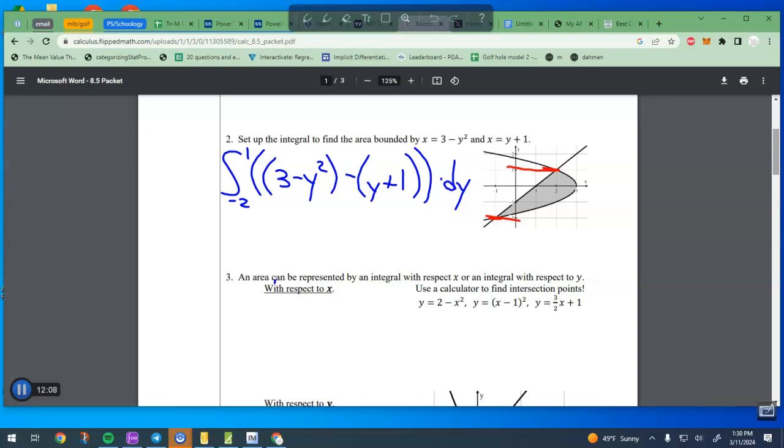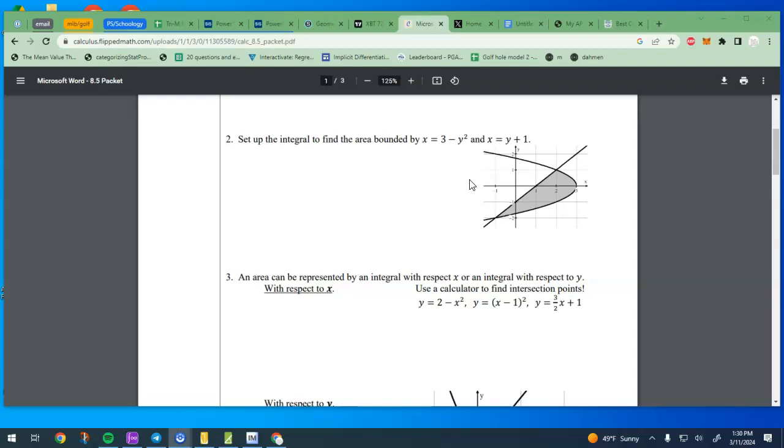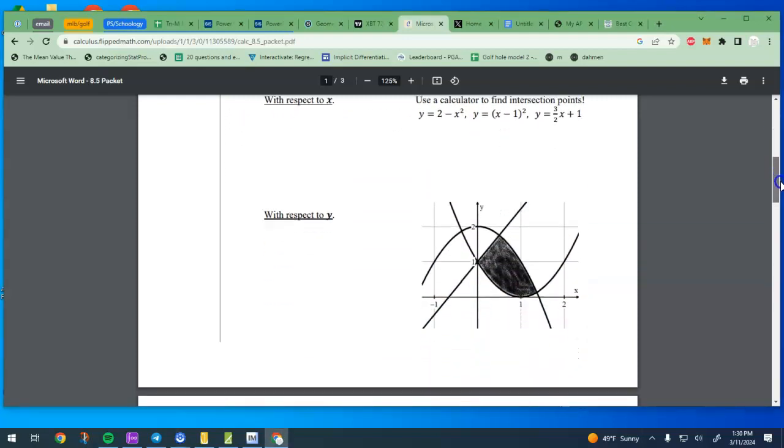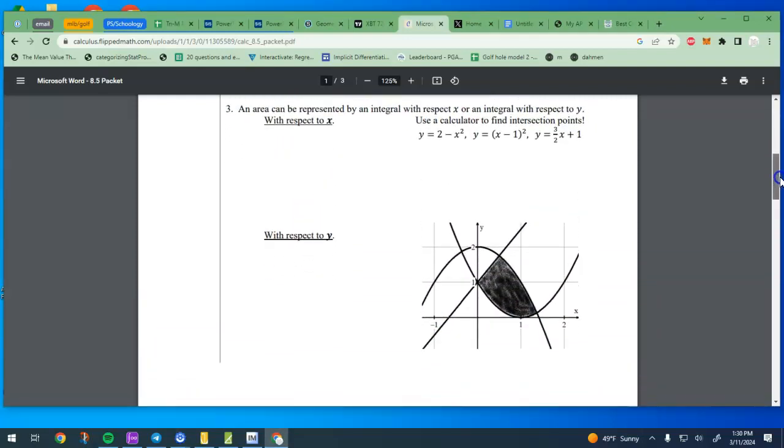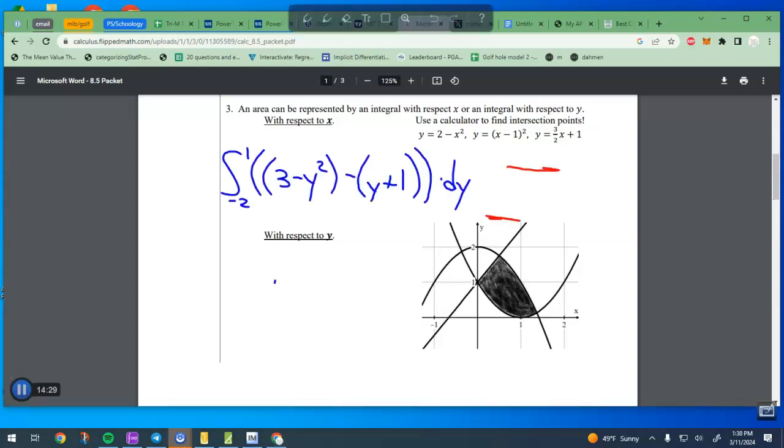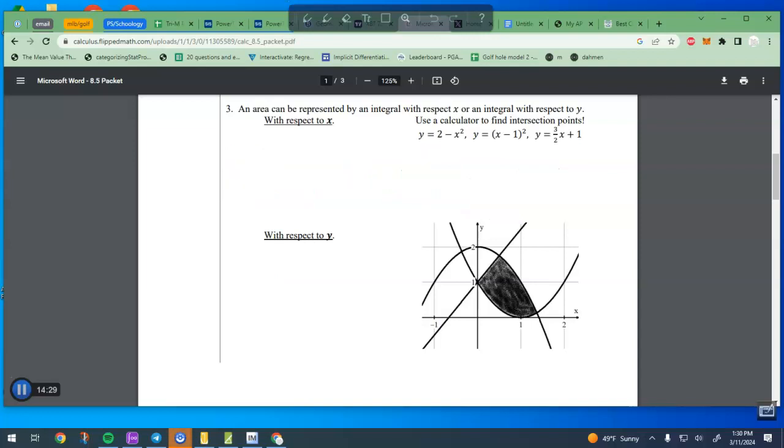Okay. Number 3 is a beast. I would say this is harder than one that you would ever see, but it's a good practice problem, so we're going to do it. We're going to do it both ways. Okay, we need all of these intersection points. That's your first job, is to find those intersection points. Go.